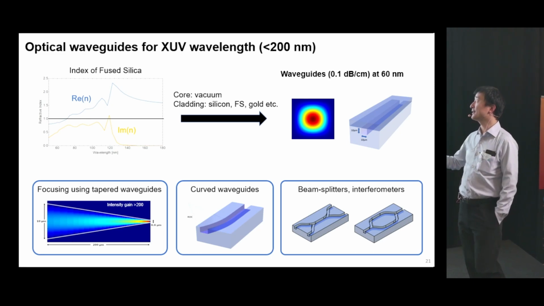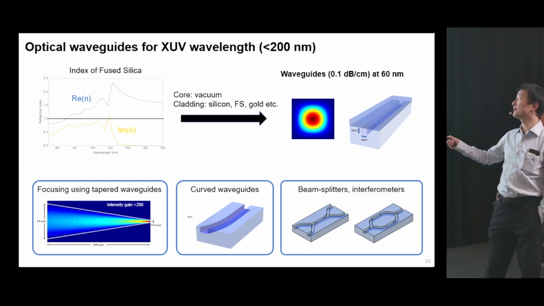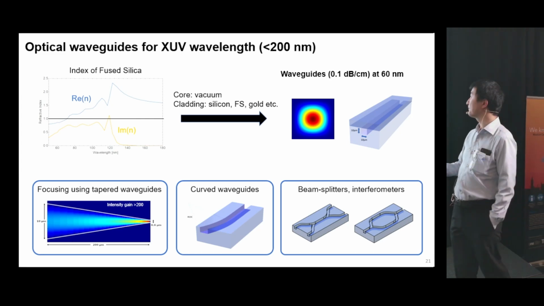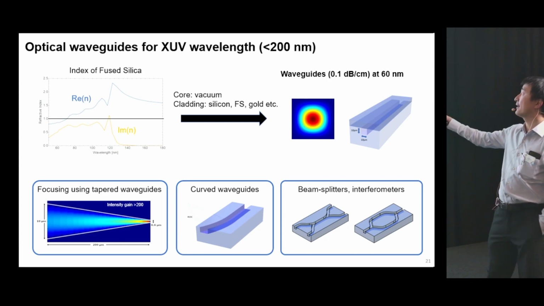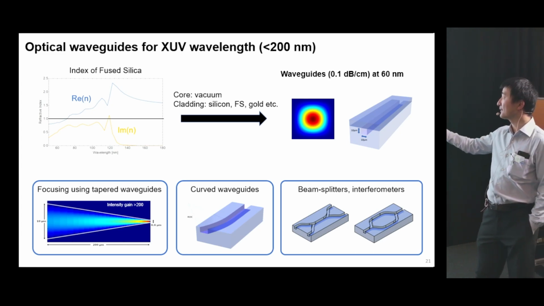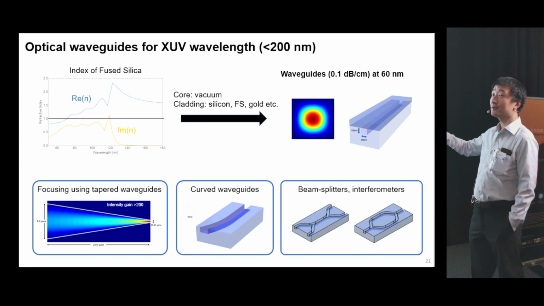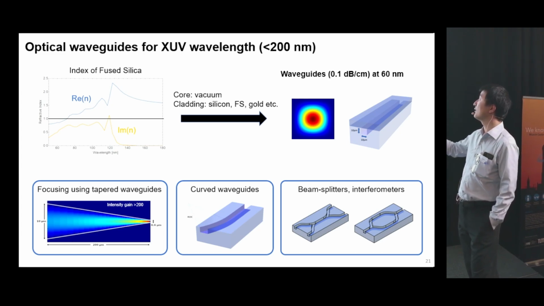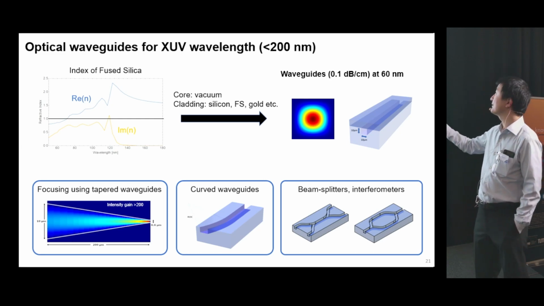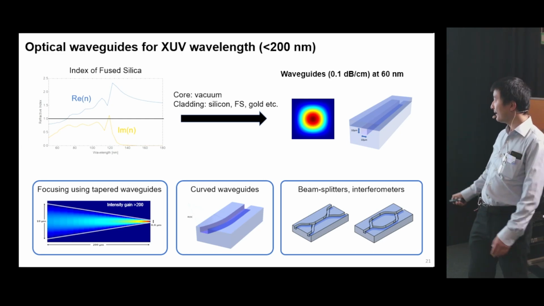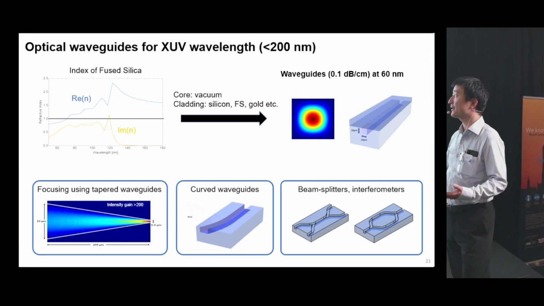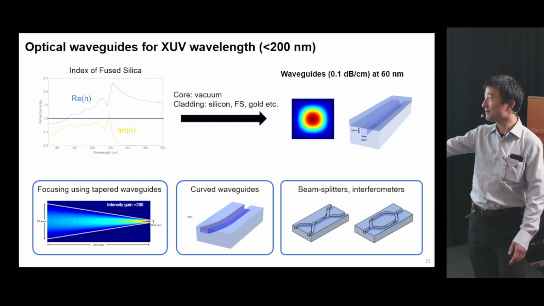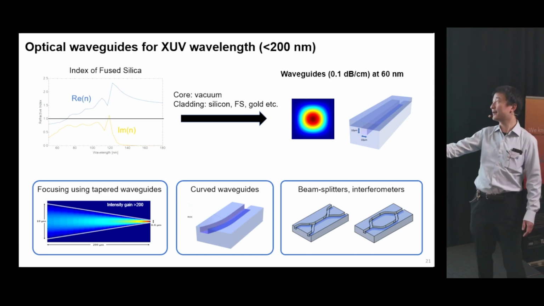For the cladding, we are currently thinking of silicon, fused silica, gold, and so on, and this depends on what wavelengths we would like to work at. This is our numerical simulation of the waveguide mode. According to our numerical evaluations, we should be able to get a relatively low loss of 0.1 dB per centimeter at 60 nanometers. Once we have this waveguide, we can also think about waveguides with some interesting functionalities. For example, we can taper this waveguide to focus the extreme ultraviolet radiation.